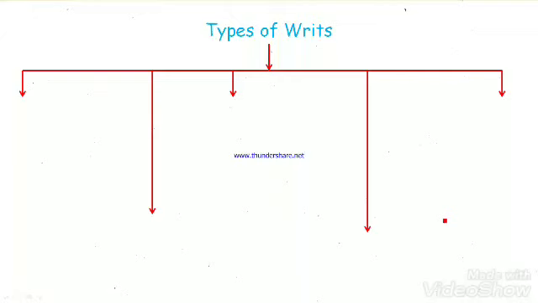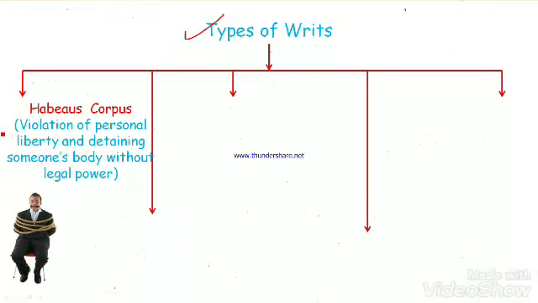Now let's talk about a very important topic named types of writs. Most students find it very difficult to understand writs, but I am going to explain it in such an easy way that you can understand the types of writs. The first one is habeas corpus, which means violation of personal liberty and detaining someone's body without any kind of legal power.